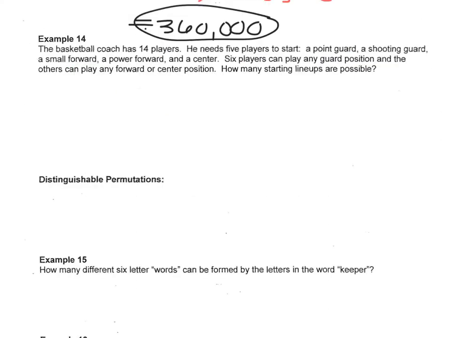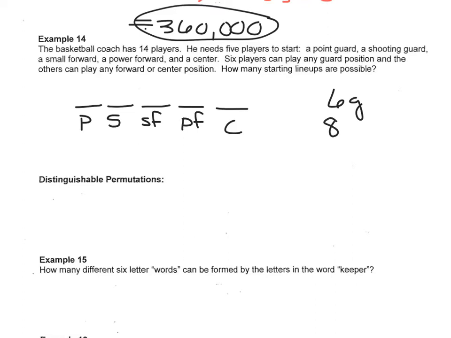Example 14. The basketball coach has 14 players. He needs 5 players to start. Okay, he needs a point guard, a shooting guard, a small forward, a power forward, and a center. 6 players can play any guard position, and the others can play any forward or center position. Okay, well it said there were 14 players, so that leaves 8 others that can be either forward or center. How many starting lineups are possible?